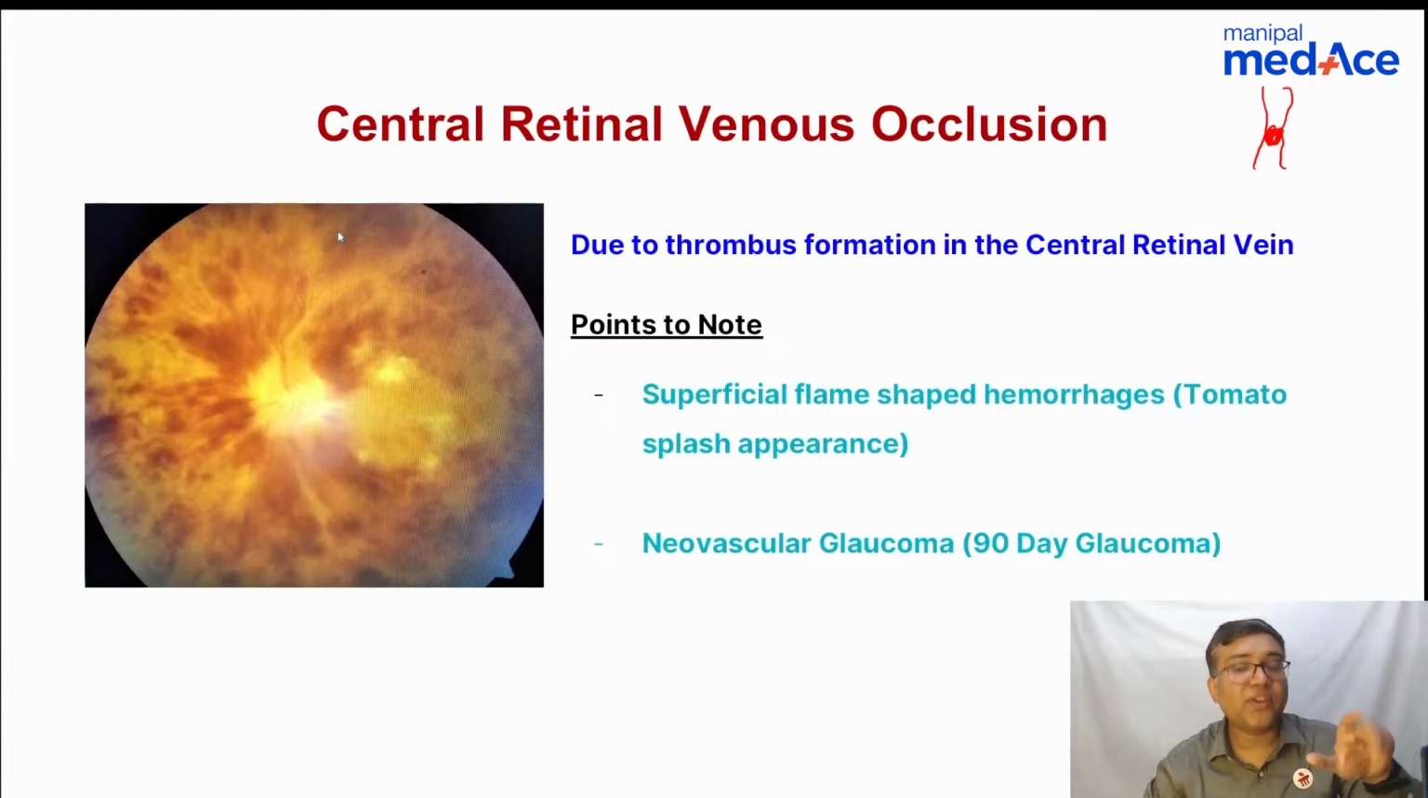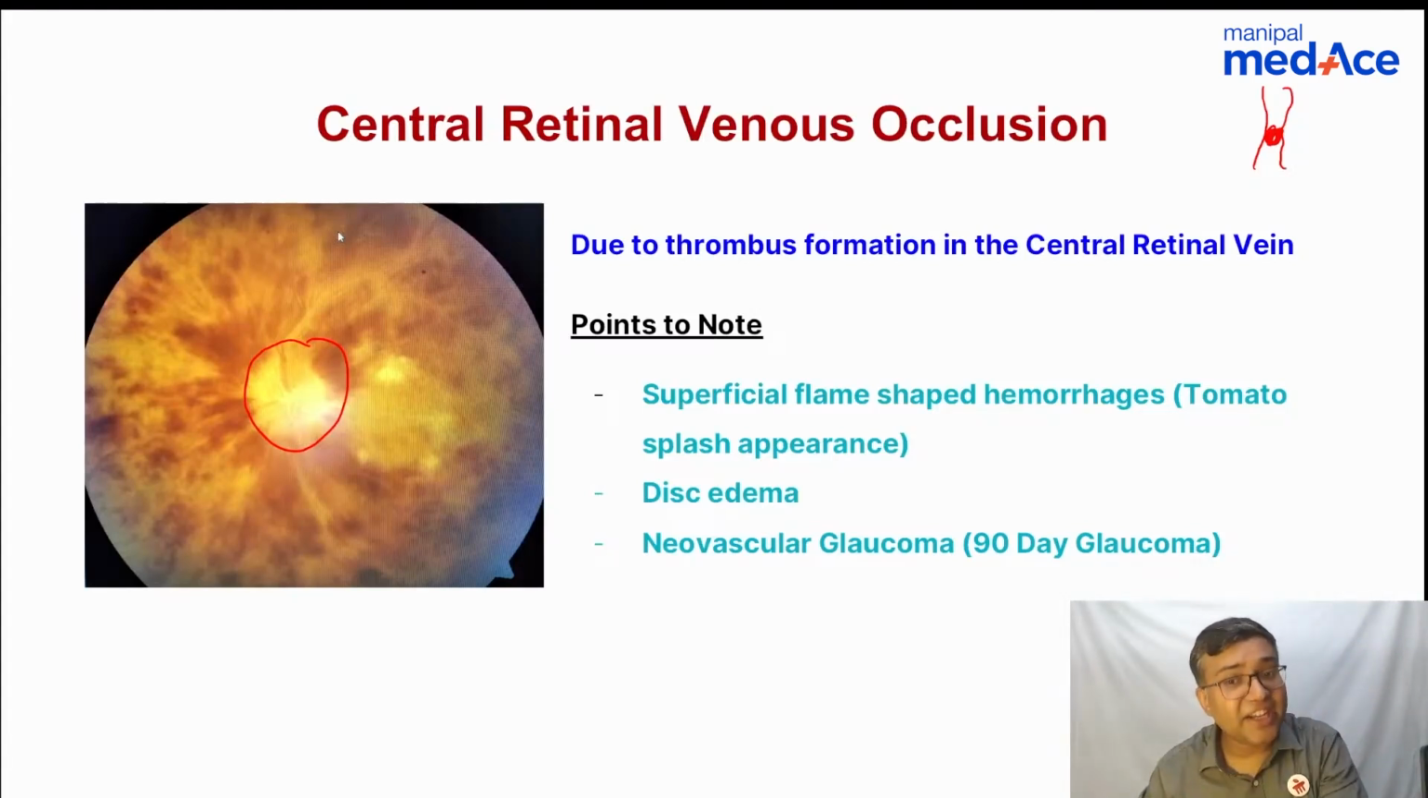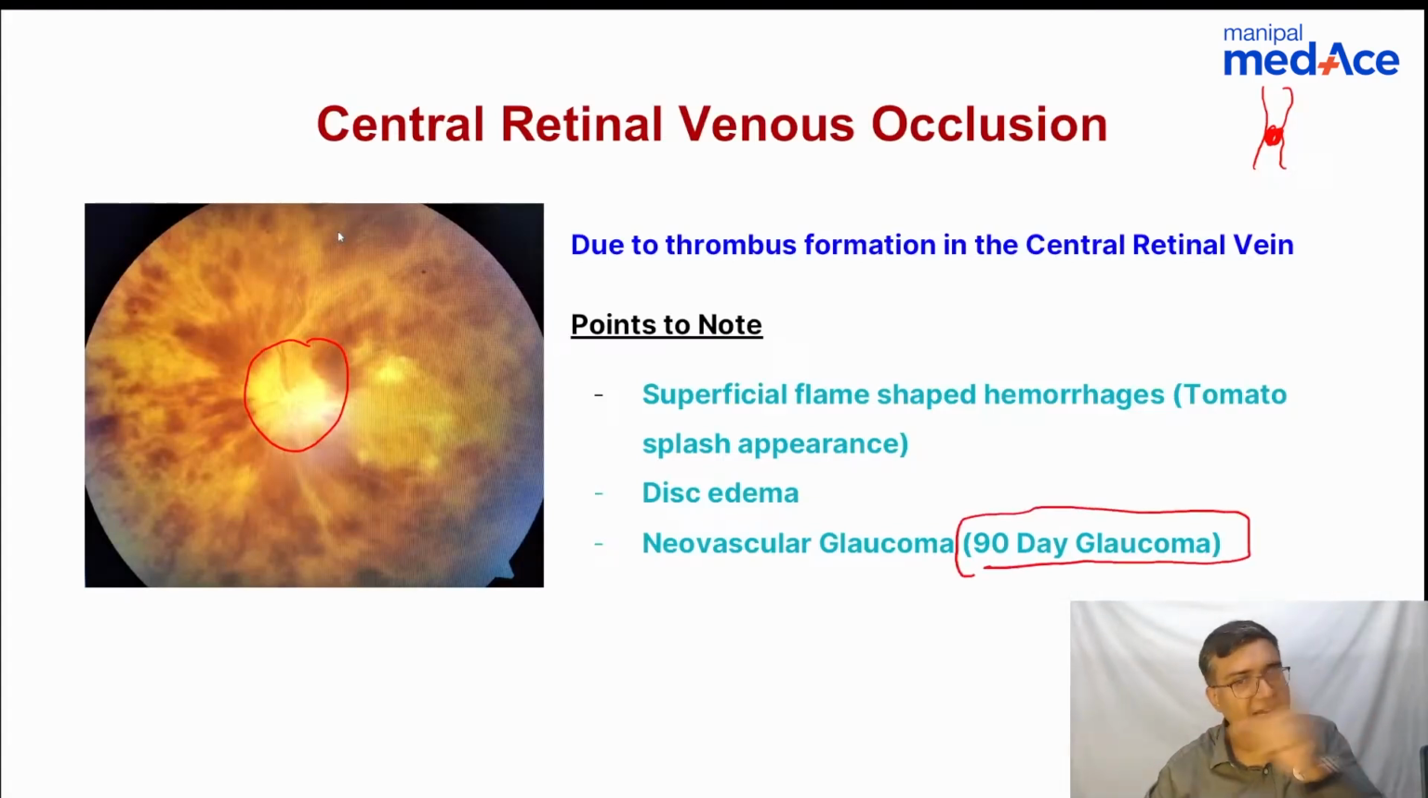Now very important is, sometimes if you have ischemia as well, there is a blockage of the arterial supply as well, you would get a disc edema. As you can see here, there is a disc edema also here. So that is a sign that this patient might go into a neovascular glaucoma. Remember, the patients who are having a central retinal venous occlusion, you have to measure the IOP repeatedly, because around 3 to 4 months there might be neovascularization of the iris that can basically cause a neovascular glaucoma in these patients. So they have asked a question in the INI-CET exam as well as in your NEET PG exam regarding the 90-day glaucoma, that is the neovascular glaucoma.